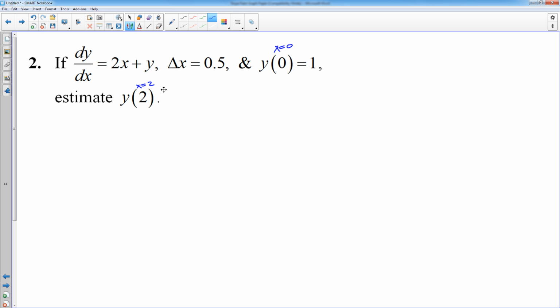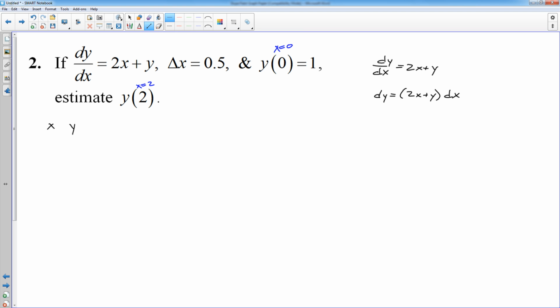Now I said y of 0 and y of 2 instead of f of 0 and f of 2, but it's the same thing. And the way I organize these is through a table. So in my table, I'll have my x coordinates, I'll have my y coordinates, and then what I'm going to do is take my differential equation, which is dy dx, and multiply both sides by dx. So dy is 2x plus y dx. And the reason I am doing that, that's going to go in this last part of my table.